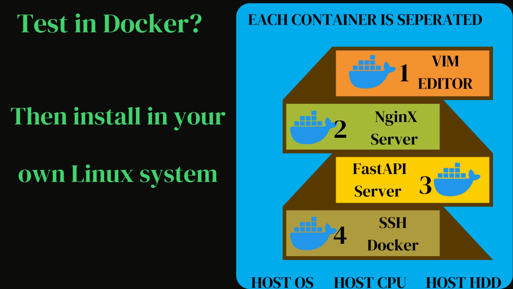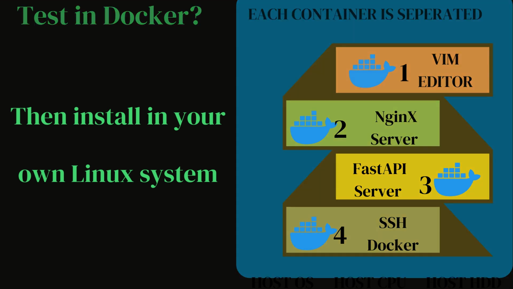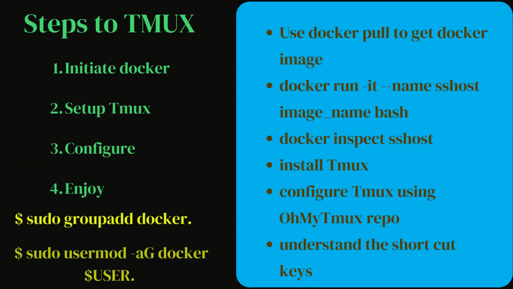Take a look at the video that I am linking along with this video for how to download the Ubuntu image from the Docker Hub. It is called Mastering SSH, Secure Shell. In that video, you will see how to pull the Ubuntu image and how to start working with it. I have explained it there. Here you are going to directly work on how to set up Tmux.